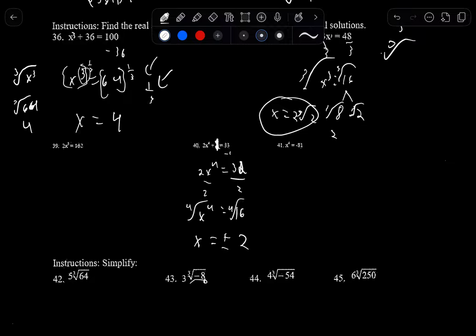x to the 4th equals negative 81. Now that would not work because, after we simplify, it ends up being x equals negative 81 to the 4th root. But the thing is that you can't have a negative number in the 4th root. So there's no solution. This thing does not work. So she wouldn't give that on the test, I'm pretty sure. I remember her saying that.